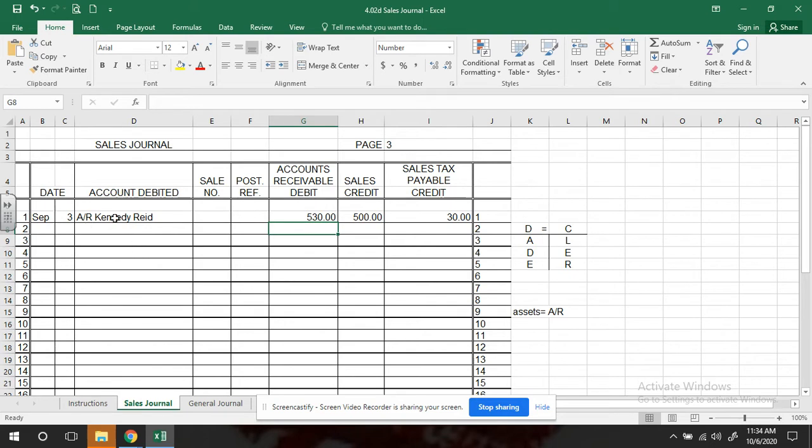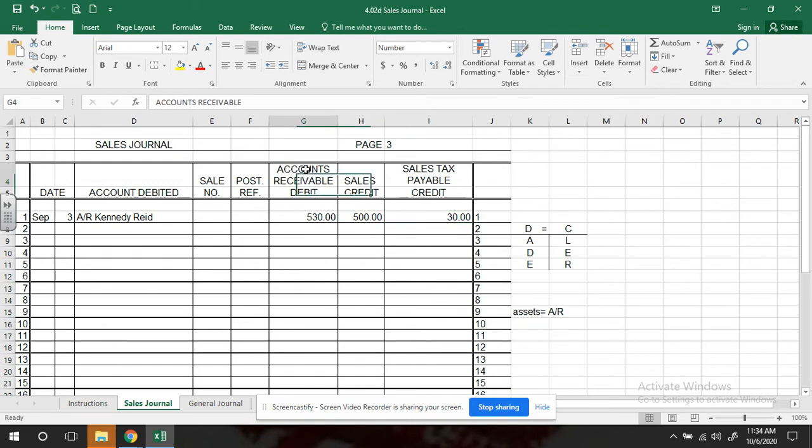So now I know that Kennedy Reed owes us $530. Rowdy Dogs is going to keep $500 and pay the $30 over to the local government. All right. So my debits have to equal my credits.